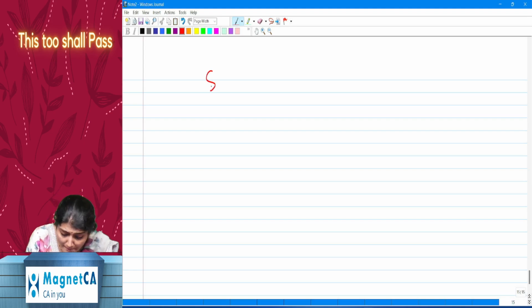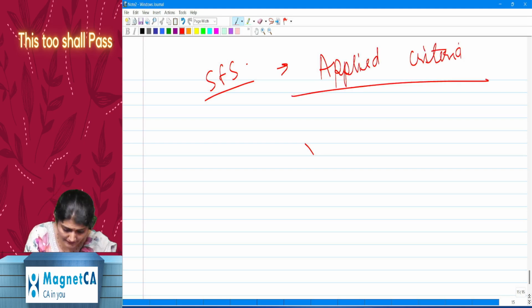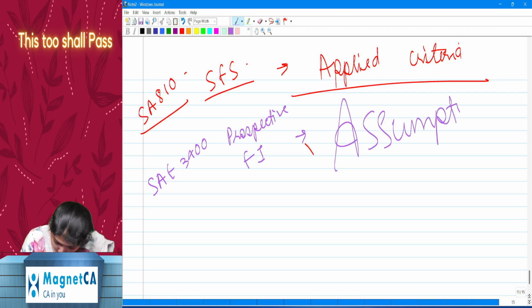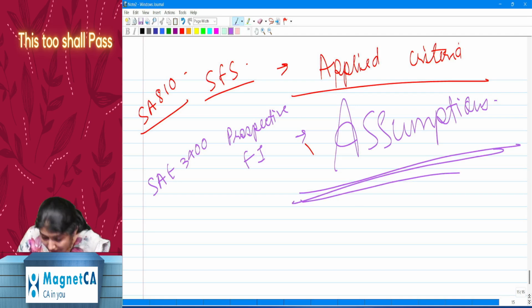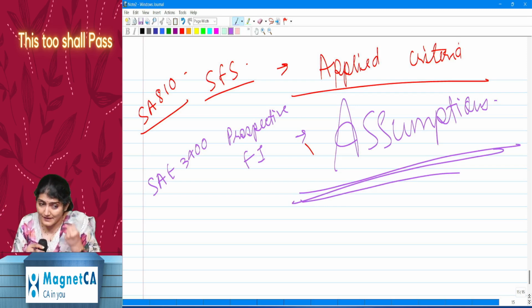Okay. The moment I talk about the word summary financial statements, what is the next word coming to your mind? Term coming to your mind has to be the applied criteria. The criteria applied by the management. SA 810. Now, the moment I talk about the word prospective financial information, the next word coming to your mind has to be the assumptions. Because what if management has to prepare prospective financial information? What is required for that? They have to make the assumptions.